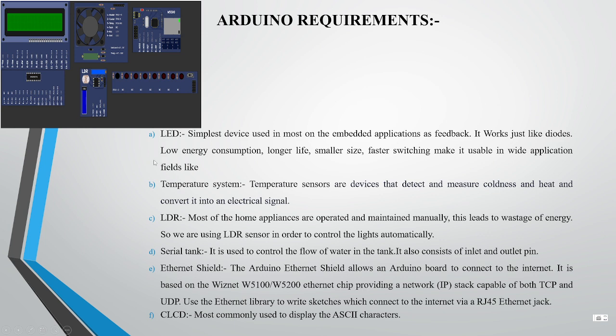The simplest device, LED, is used in most embedded applications. It has feedback. It works just like a diode, with low energy consumption, longer life, smaller size, and faster switching, which make it usable in a wide range of application fields. The temperature sensor is a device that detects and measures coldness and heat and converts it into an electrical signal.